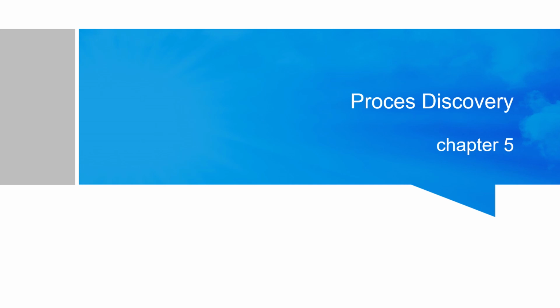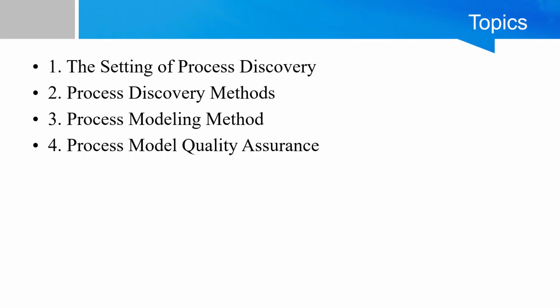Today, our topic is process discovery, which is chapter 5. In this chapter, we will first discuss the setting of process discovery, and then we'll discuss different methods used in process discovery. After that, we are going to learn about methods of modeling process, and at last, we look at process modeling for quality assurance.